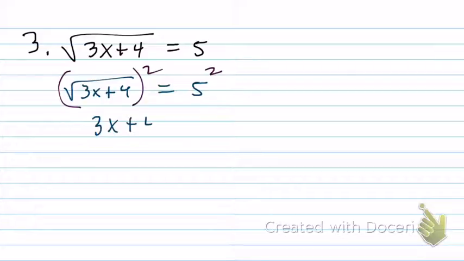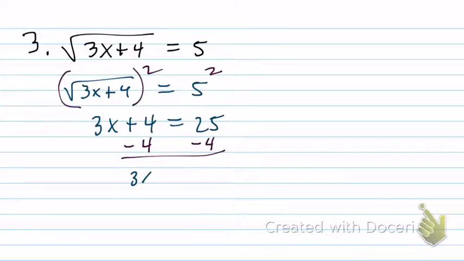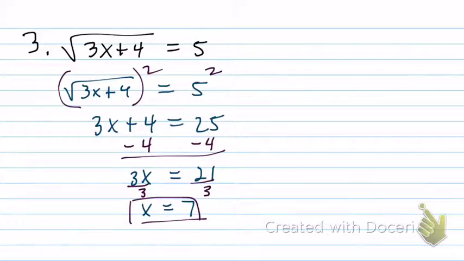And so we're going to end up with 3x plus 4 is equal to 25. And now I can get to the x. We'll subtract 4 on both sides. We get 3x equals 21. And then divide each side by 3, and we get 7. It's not hard to check these. Notice if I plug in a 7 for x, I have 3 times 7 plus 4. That's 21 plus 4. We're going to have the square root of 25 equals 5. And of course that's true, so you can see that that does work.